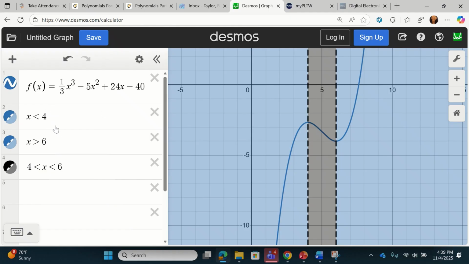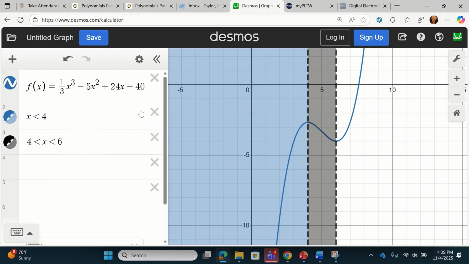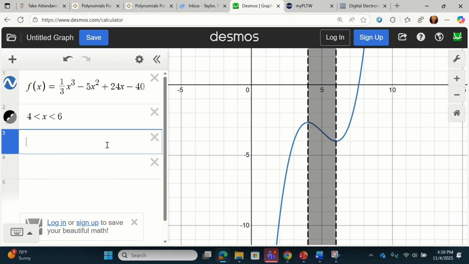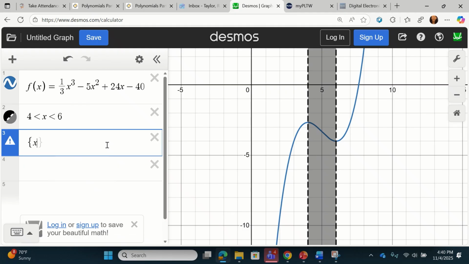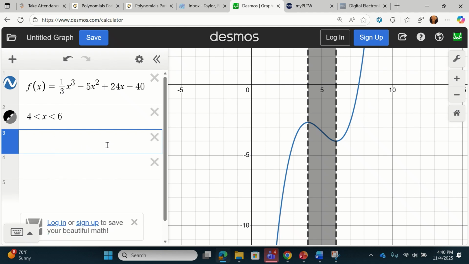I'm just curious if it'll let me do it if we put it in brackets. So if we did x is less than 4, comma, x is greater than 6. Nope. It gave me a line, so that does not work. That was worth a shot.